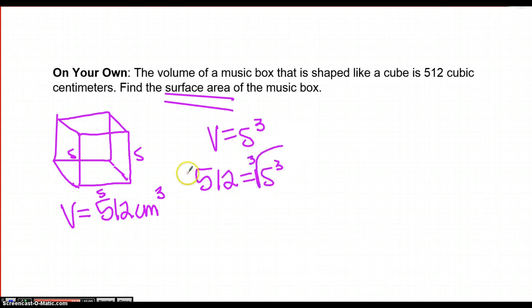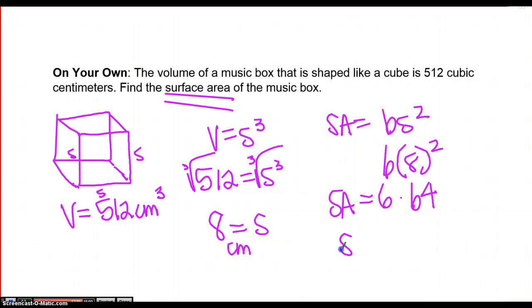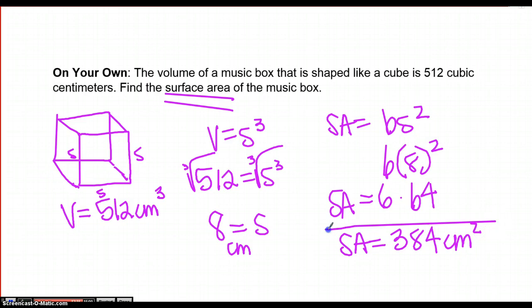So the same thing, I first need to find the side lengths, so volume equals side cubed, and 512 equals side cubed. If you take the cube root of both sides, the cube root of 512 is 8. So each side length is equal to 8 centimeters. Then to find surface area, that's 6s squared, which equals 6 times 8 squared. 8 squared is 64, times 6 is 384. So the surface area is 384 centimeters squared.